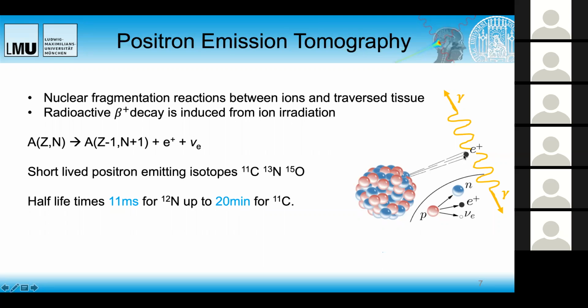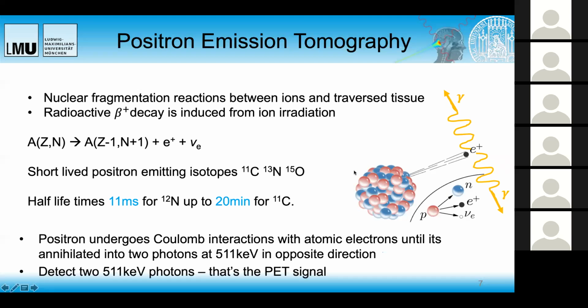And at the end, we are also not measuring the positron, but, let me start fresh. Once the positron is being emitted, it still can travel a couple of millimeters, and it will undergo Coulomb interactions with other atomic electrons until it's annihilated into 2 photons. That's being illustrated over here. And then we detect these 2 annihilated photons, which have exactly 511 keV. And another characteristic feature is that they are being sent out in opposite direction. And then we detect this signal, and this is at the end the positron emission tomography signal that we are detecting.